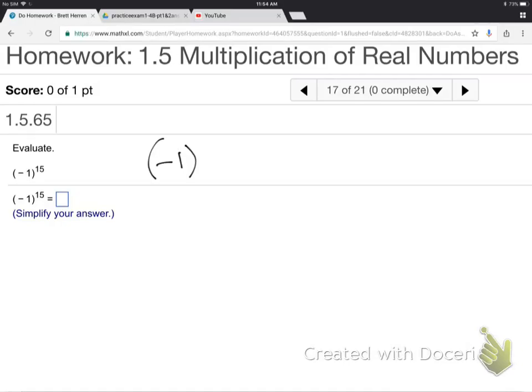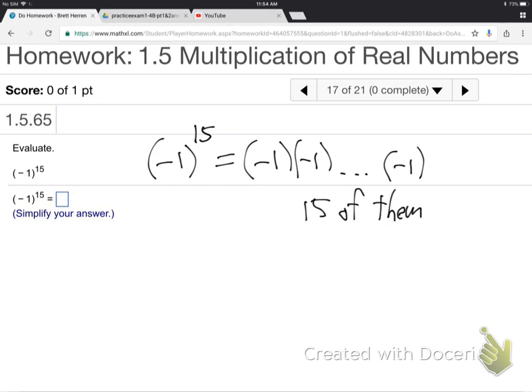So -1 to the 15th power. What does that mean? What does that little 15 power thing mean up there? Yeah, whole bunch of them, huh? It means -1 times -1, times 15 of them. That's what that means, right? So what's that going to be in the end?